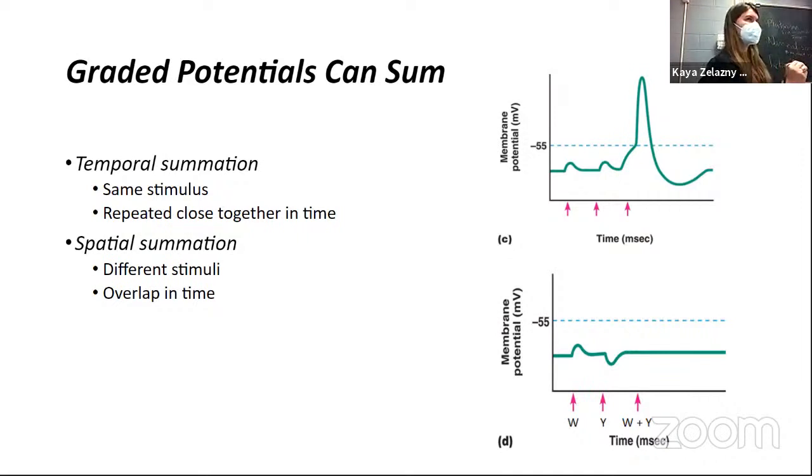So what happens with graded potentials is that we can add them together. And there are two ways in which they can get added together. They can get added together because they're happening really fast, one after the other, and so they're kind of snowballing. One doesn't have enough time to decay before the next one hits.